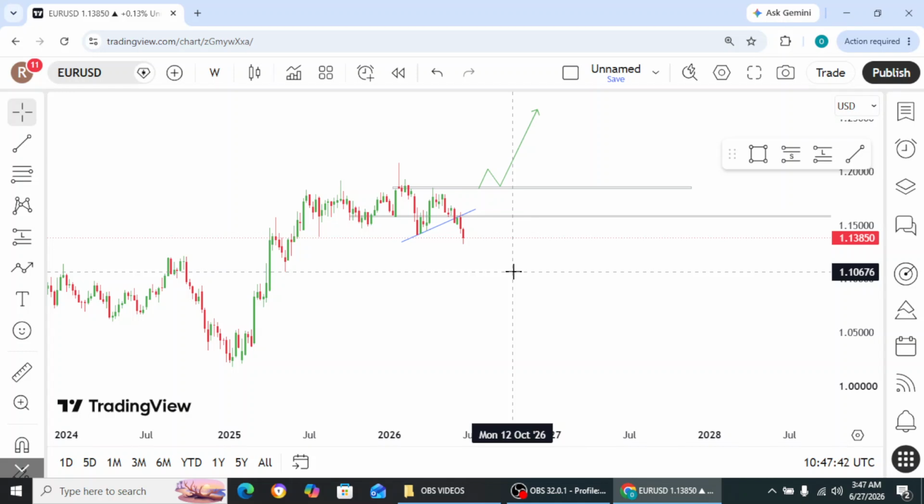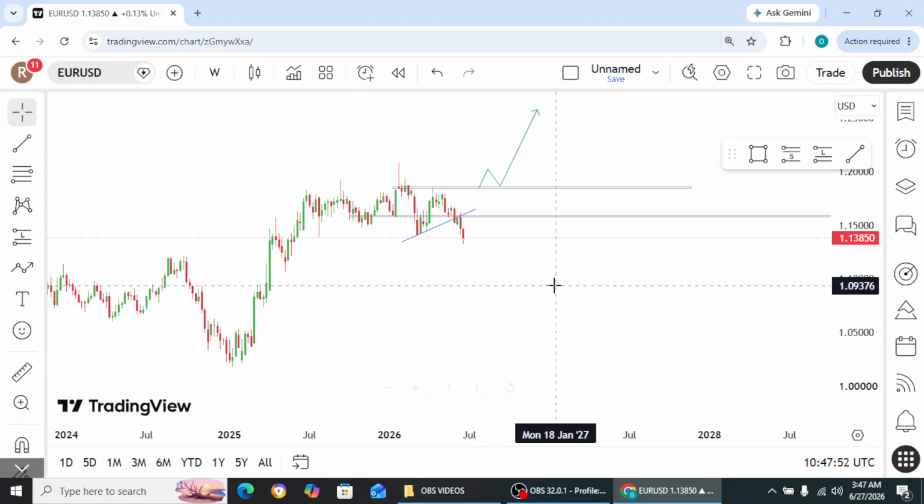So, what is the summary of what we just did? For Euro USD, all through the week from Monday 29th to 4th of July, being Friday, we are only looking for selling opportunity.